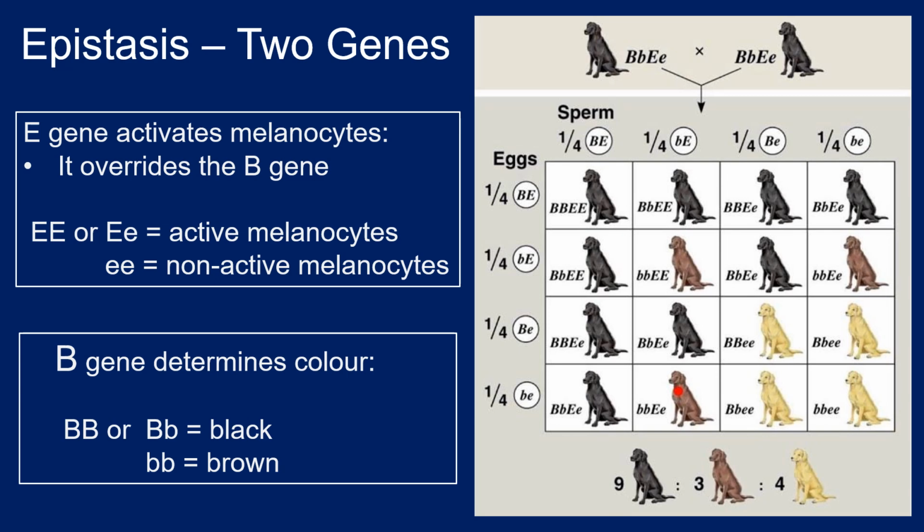If the E gene is not working, it doesn't matter if you have 2 fully functional forms of the B gene, or only 1, or you have 2 recessive forms. The dog is going to end up yellow because that's the color of the fur when there's no melanin whatsoever. And again, we get this 9:3:4 ratio because that E gene is so important and it overrides the effects of the B gene.